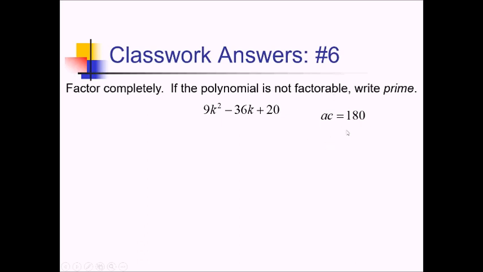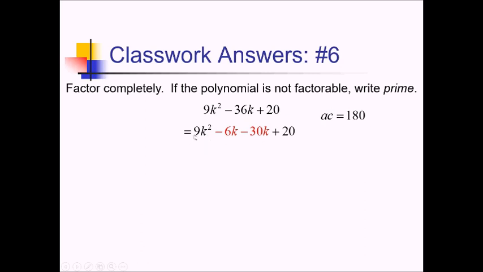So let's see, 1 and 180 doesn't do it, 2 and 90 doesn't work, 3 and 60 is a no, 4 and 45 not working, 5 and 36, well 36 is what we want to add up to, so that doesn't work, 6 and 30, oh yeah, 6 plus 30 is 36. So I can split this up, they have to both be negative. I can split this up into negative 6k minus 30k. So now that I have 4 terms, let me go ahead and factor this by grouping.